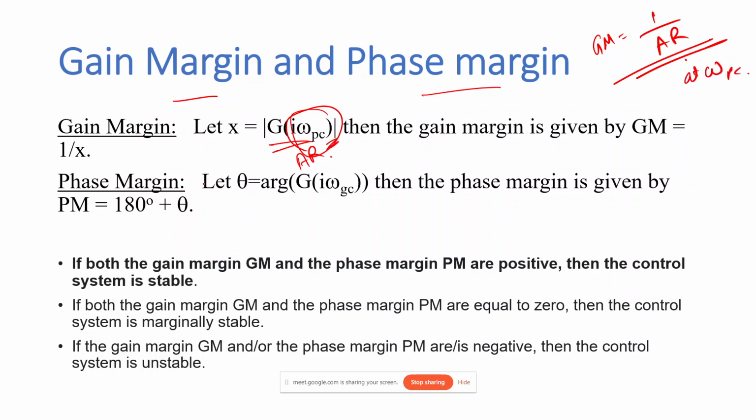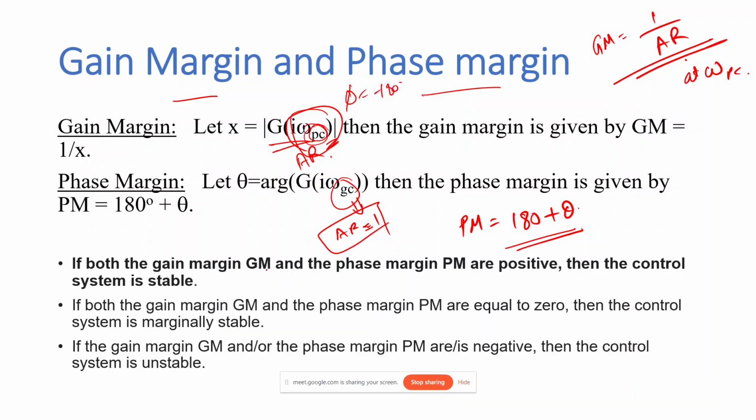Similarly, we define the phase margin as follows: if theta is our phase shift or phase lag, then we define this phase margin, let's call it pm, as 180 degrees plus theta. This theta we need to calculate at the gain crossover frequency, which is the frequency at which the amplitude ratio is 1. So something to remember: if we have to calculate the phase margin, then the amplitude ratio should be 1, and if we have to calculate the gain margin, then we use the phase crossover frequency, where the phase lag should be minus 180 degrees.